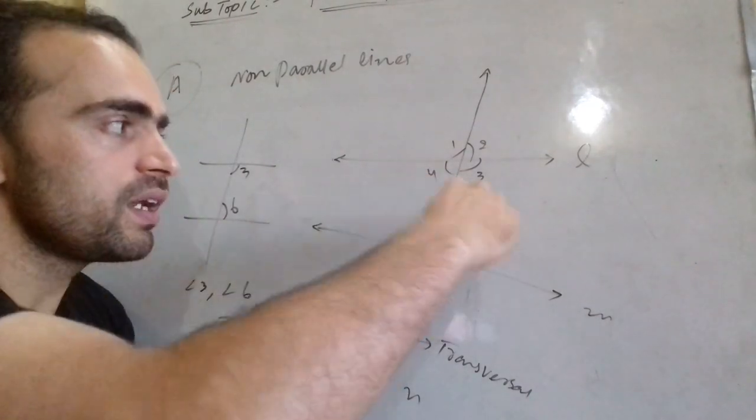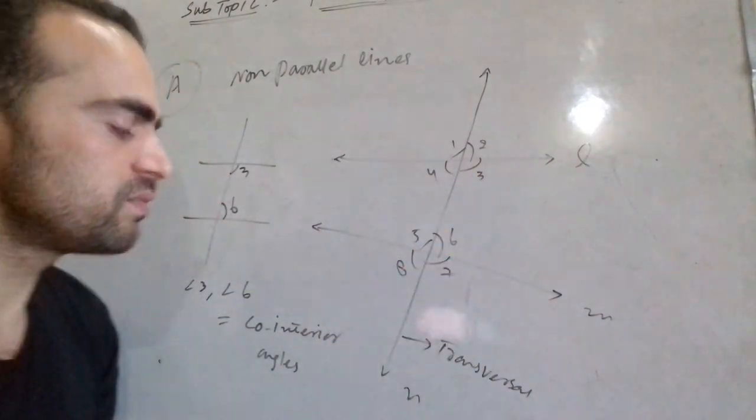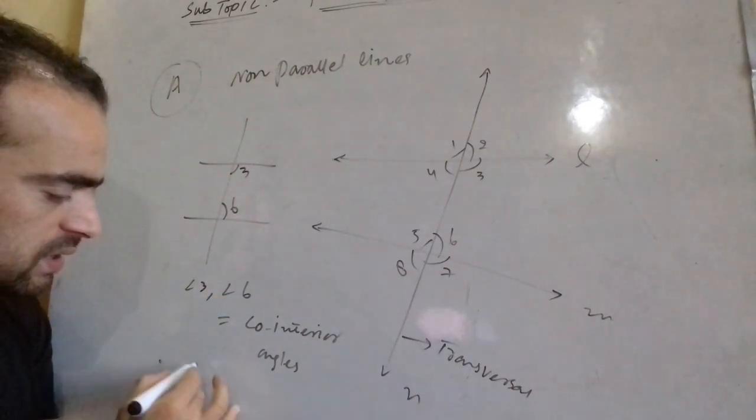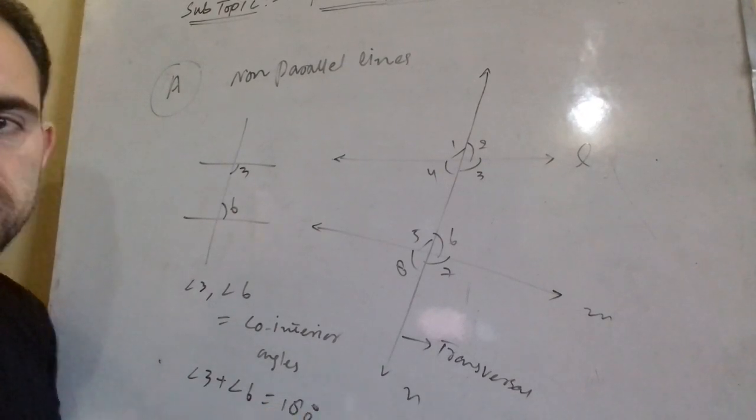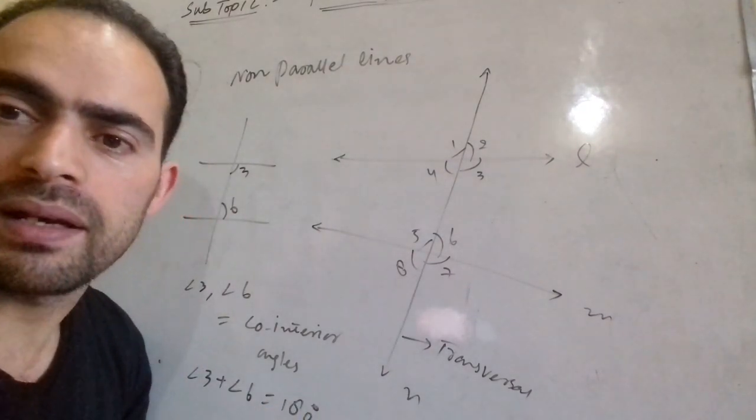Alternate interior angles are equal, and 3 plus 6 is 180. Means this one, angle 3 plus angle 6 is 180. Angle 3 plus angle 6 is 180. Means co-interior angles are supplementary in case of parallel lines.